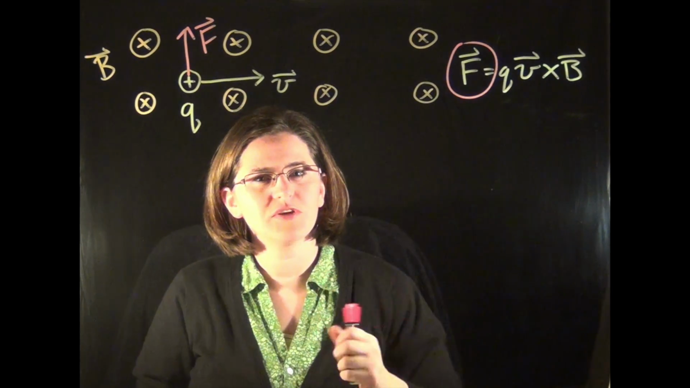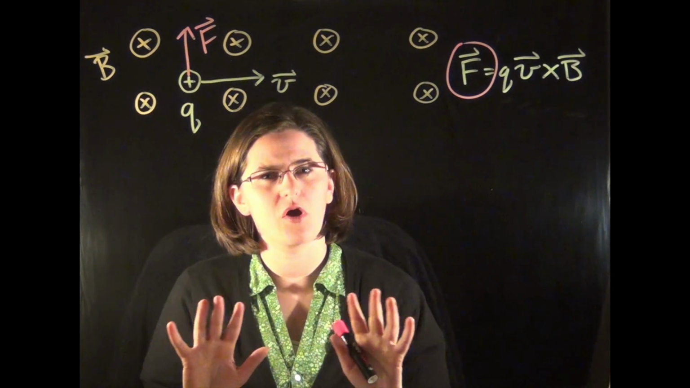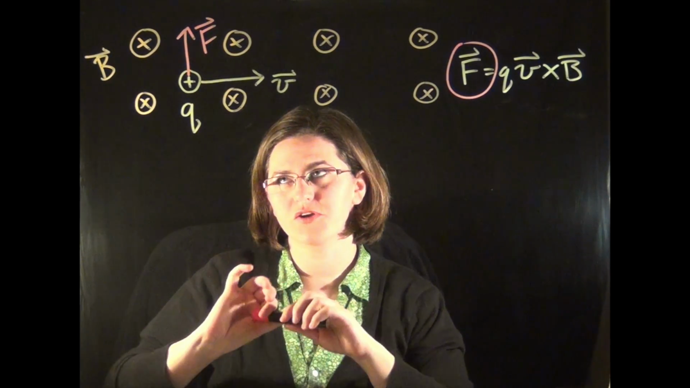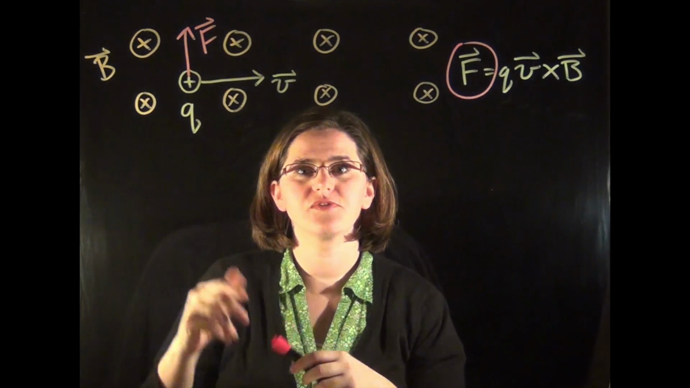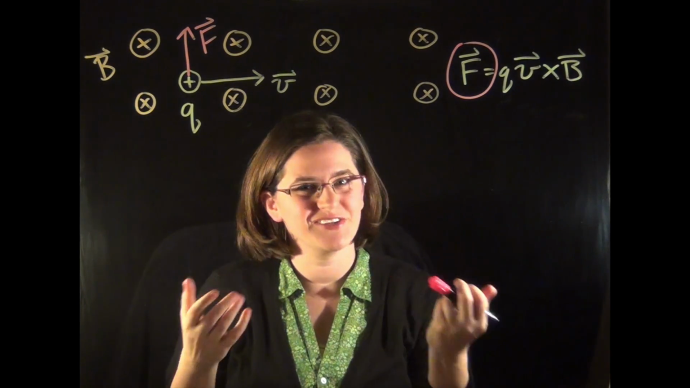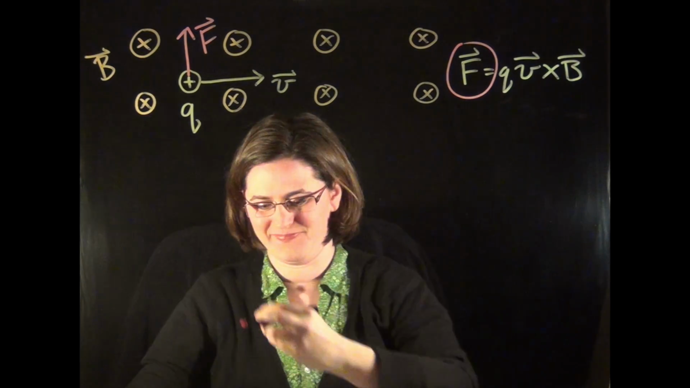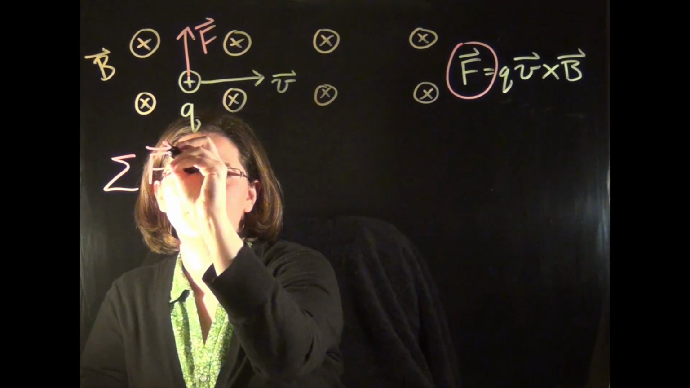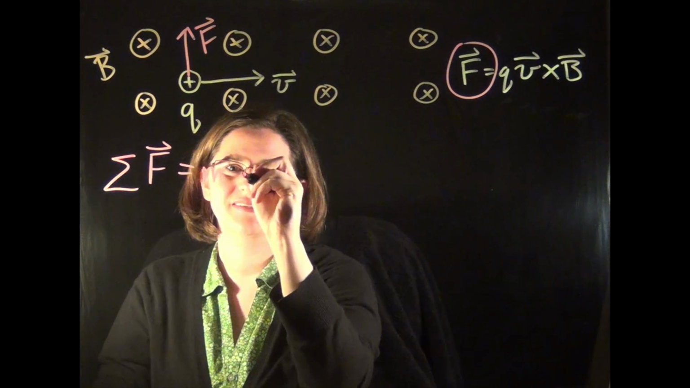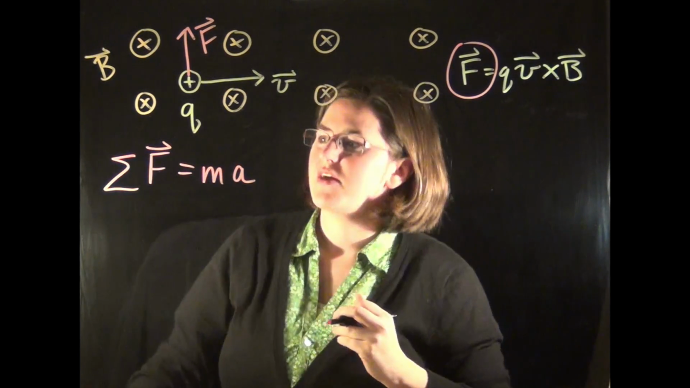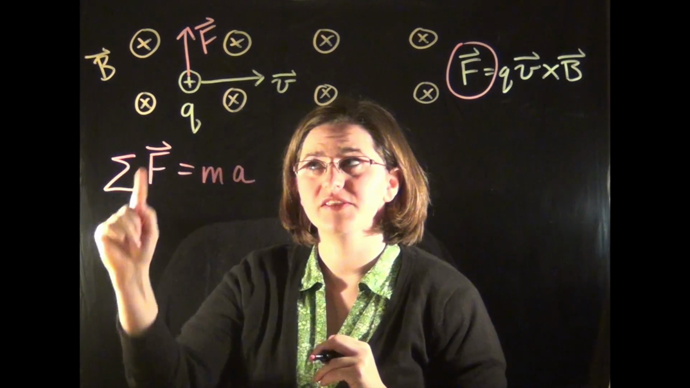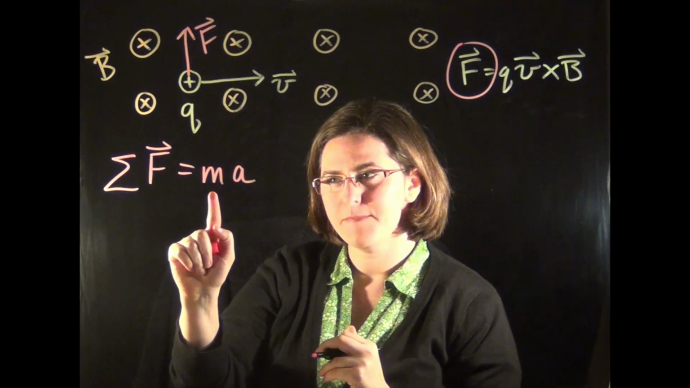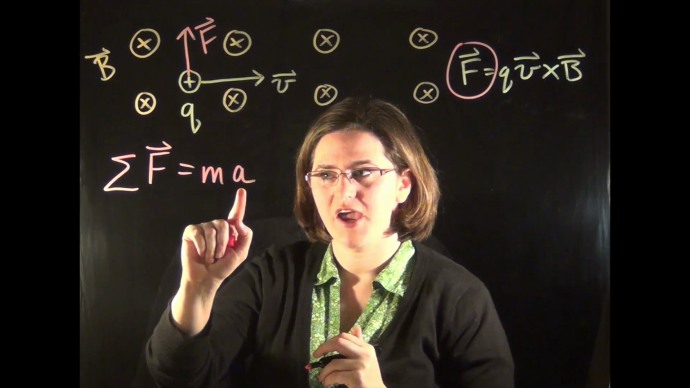Now, if this is the only force acting on this particle, let's ignore all the other forces and just consider how this particle accelerates or moves due to the force acting on it. We go back to Newton's second law. The sum of the forces is equal to mass times acceleration. The only force acting on a particle of mass m is the magnetic force, and it has acceleration a.